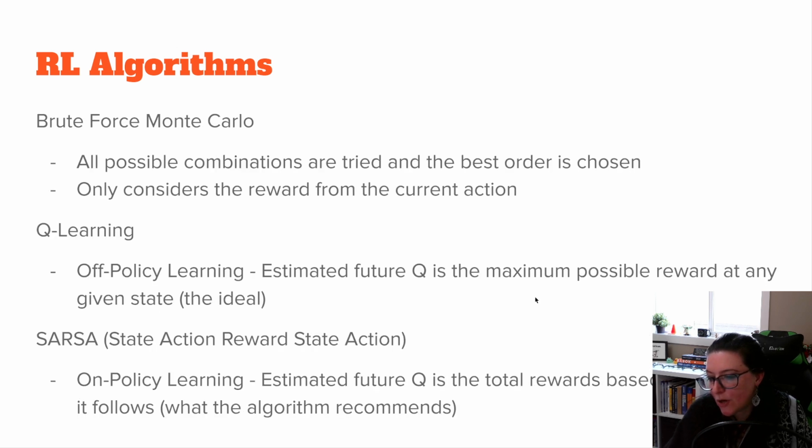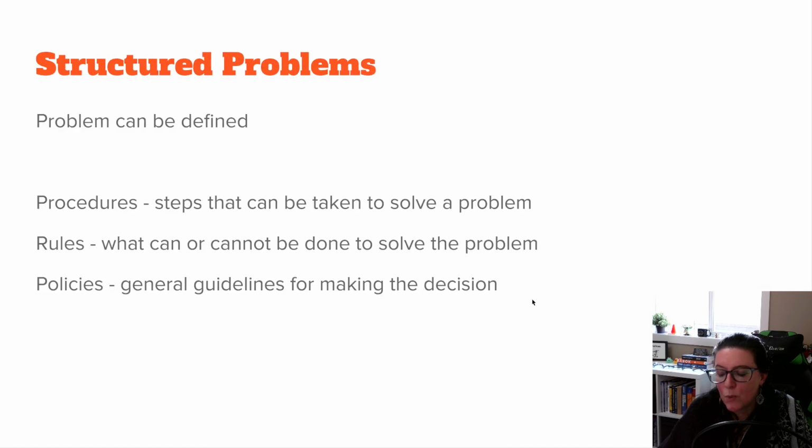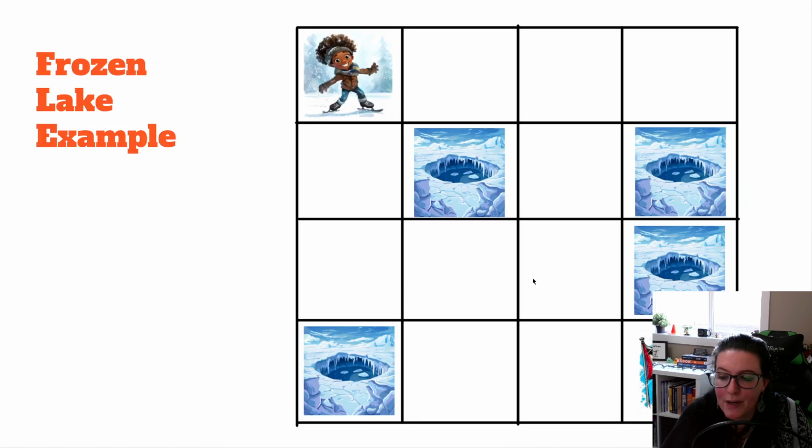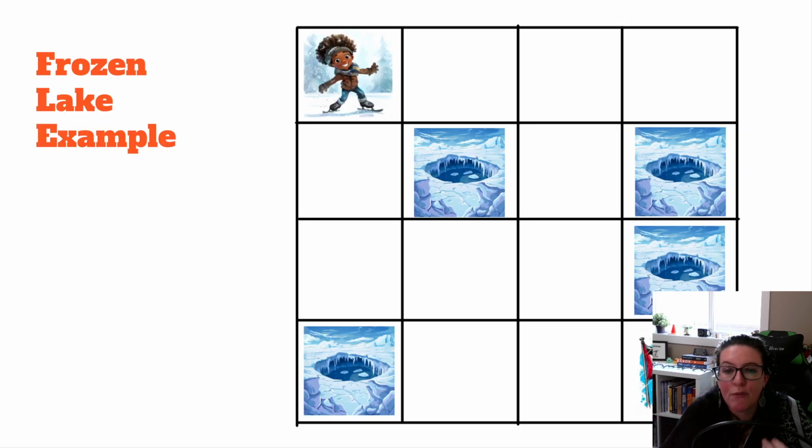This is compared to SARSA, where SARSA is what is called on-policy learning. With on-policy learning, the estimated future Q is the total rewards based on the policy it follows. So it is what the algorithm recommends rather than the ideal. And so remember, when we talk about policy, we're talking about general guidelines for making decisions. And so we're actually going to look in the next couple videos how you build a Q-learning model, a SARSA model, and how these off-policy and on-policy learning methods are different in terms of the actual code and the math. So we're going to do that using what is called a frozen lake example.